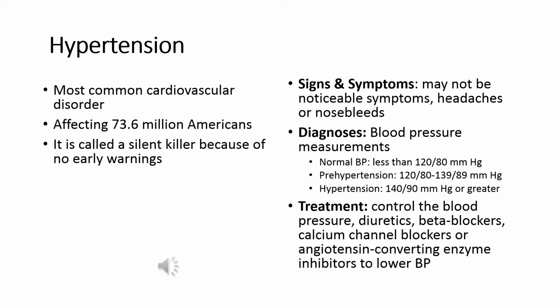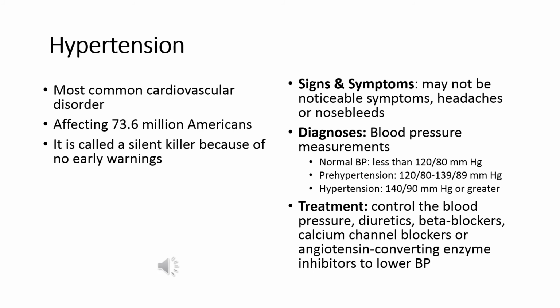What are the diagnoses of hypertension? Blood pressure measurements. Normal blood pressure is less than 120/80 millimeters of mercury. Pre-hypertension is 120/80 to 139/89 millimeters of mercury. Hypertension is 140/90 millimeters of mercury or greater, and then you have hypertension.